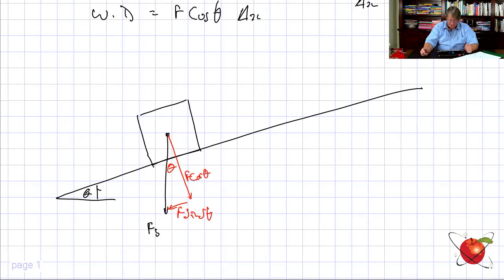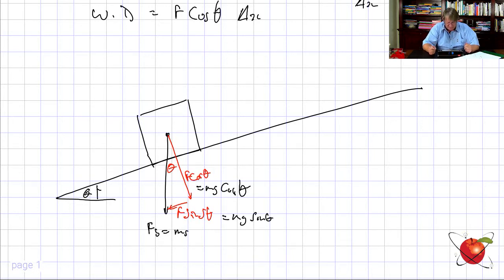Therefore, F sine theta is acting down the slope, isn't it? But FG is actually equal to mg. So this is equal to mg sine theta. This is equal to mg cos theta, correct? mg sine theta, mg cos theta.